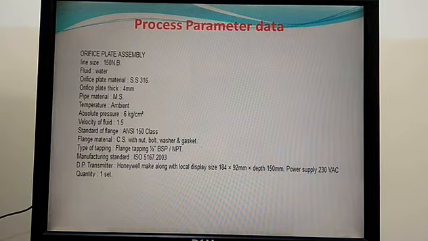Next, process parameter data. This is the process parameter data. I have done a practical in my industry. This is the orifice plate assembly.